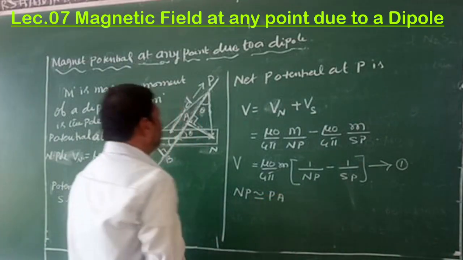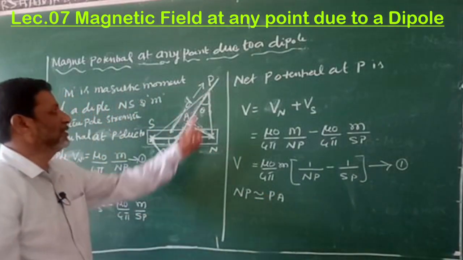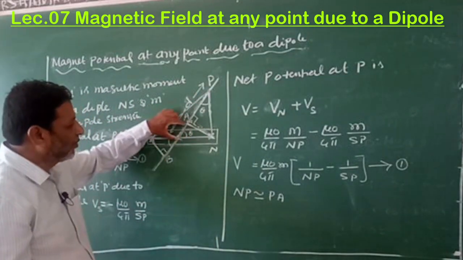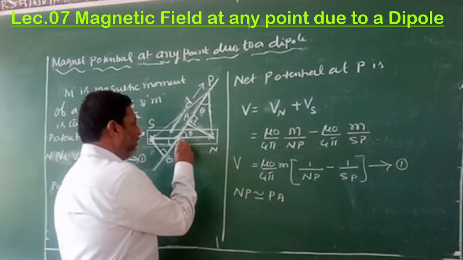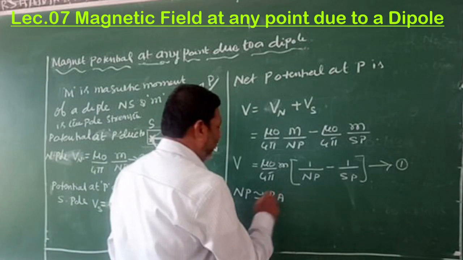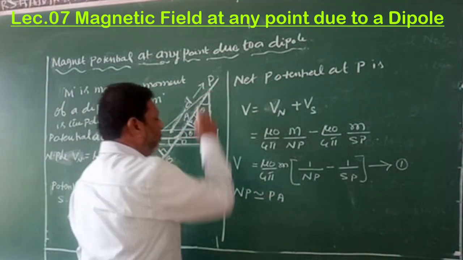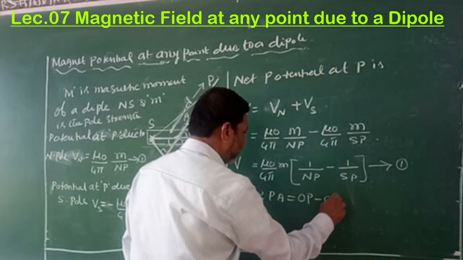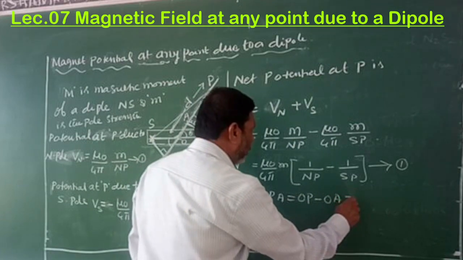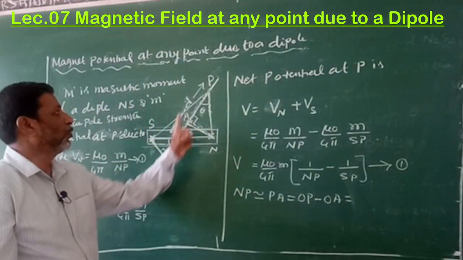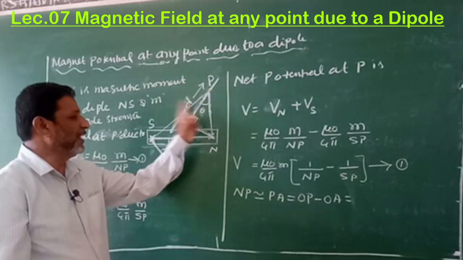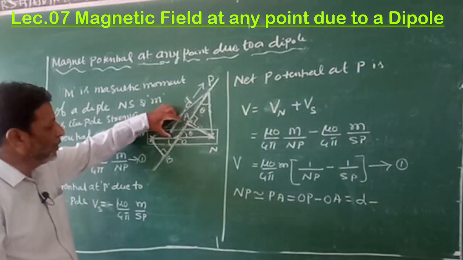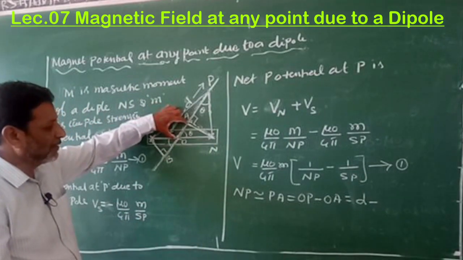Now this PA can be written as, when you consider O, PA is equal to OP minus OA. OP is equal to D, so D minus OA. Then what is the value of OA?